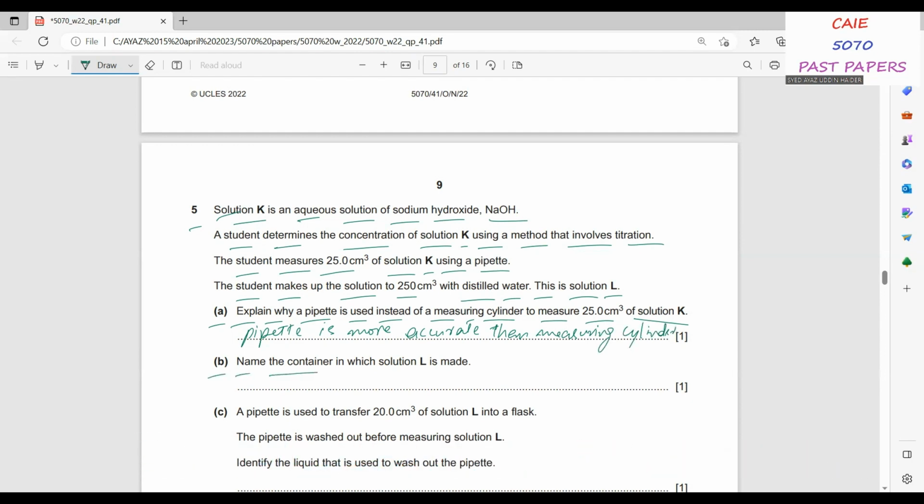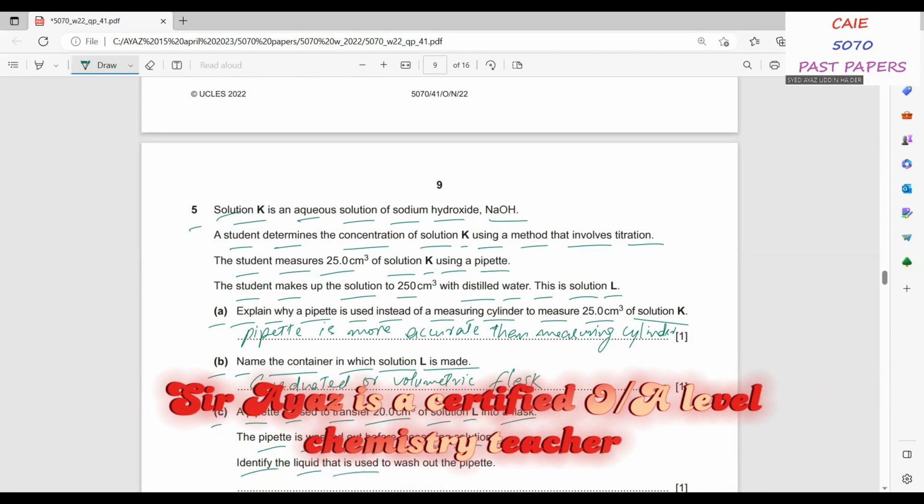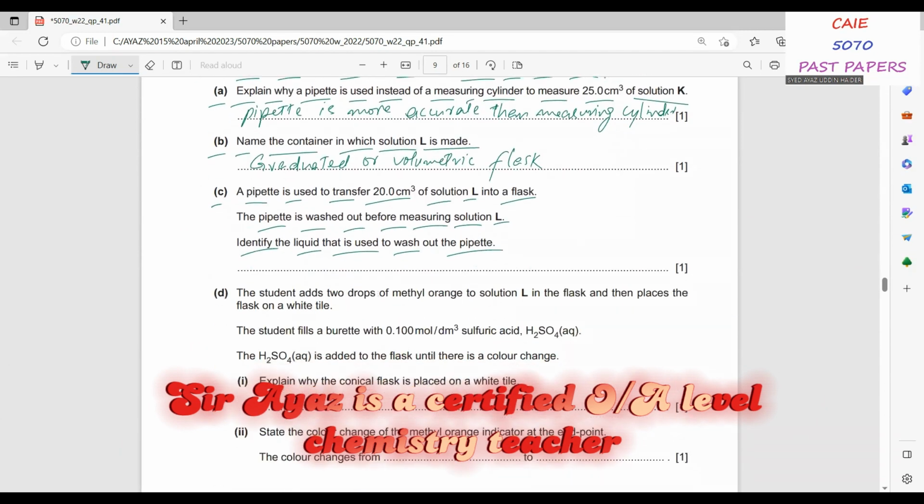B. Name the container in which solution L is made. Write graduated or volumetric flask. C. A pipette is used to transfer 20 centimeter cube of solution L into a flask. The pipette is washed out before measuring solution L. Identify the liquid that is used to wash out the pipette. Definitely solution L. So we write L.